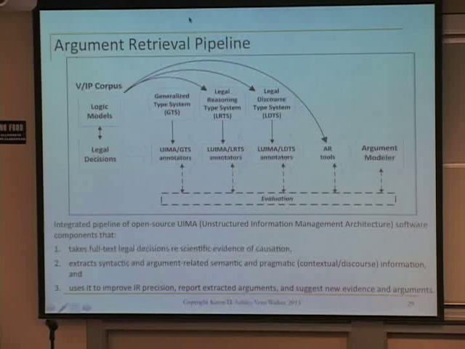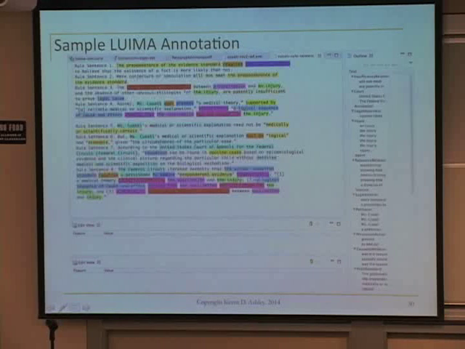So this is our pipeline. And this is the LUIMA, or UIMA plus our legal type system, annotation environment, where we have indicated various types that we're annotating on the right-hand side, and we would expect and support annotators in annotating the texts by types, and then we're in a position to apply this information in improving the legal information retrieval results.